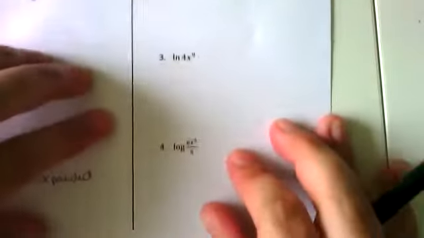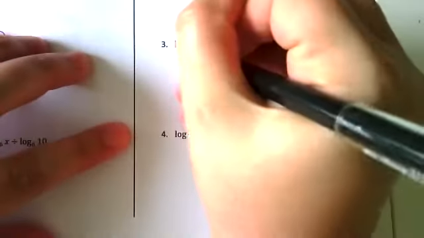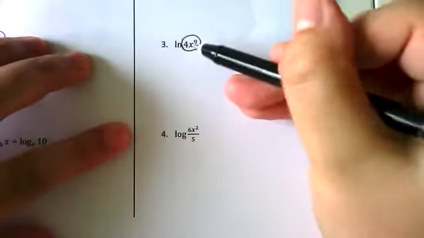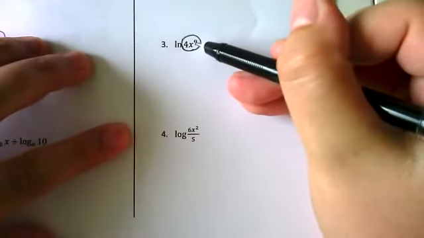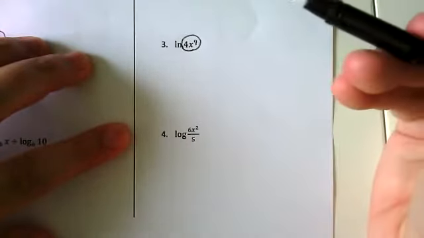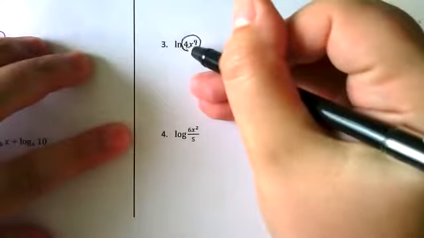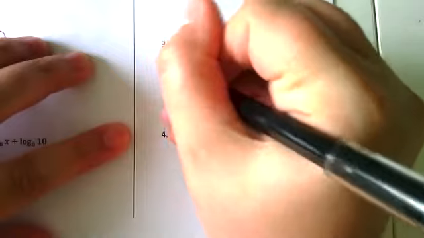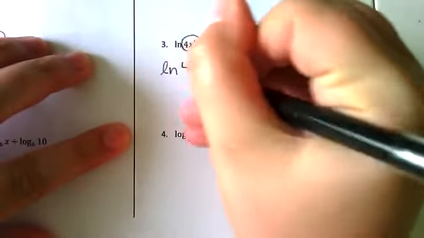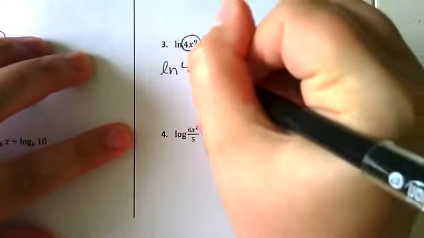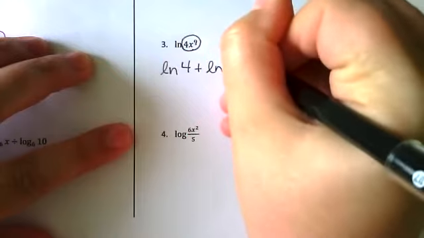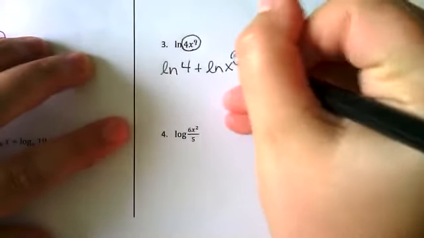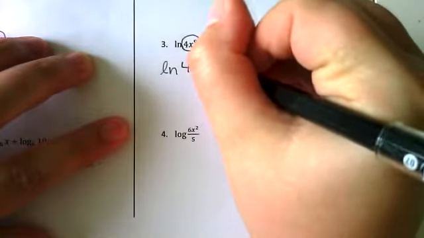For question number 3, okay, I'm going to have 2 logs here because I have 2 terms. This exponent tells me that it's going to be moved to the front. Okay, so between the 4 and the x, that's going to turn into addition because they're being multiplied. So I have natural log of 4 plus the natural log of x to the 9th.